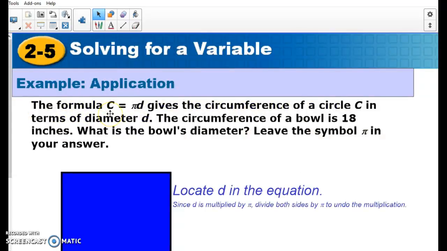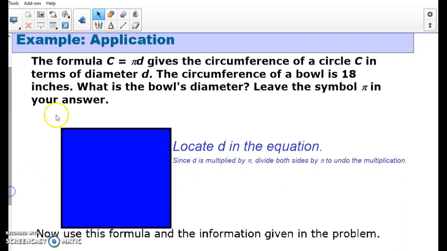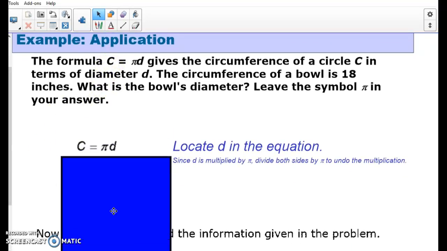So if we're trying to find the circumference of a circle, the formula is circumference equals pi times d. You'll see here that they give us a circumference of the circle. We're measuring the circumference of this bowl, and it's 18 inches. What's the diameter? Instead of us guessing what the diameter is, we're going to rewrite the equation to figure out what the diameter is. So the normal formula is circumference equals pi times diameter. Like I said, we're going to do the opposite. We're trying to find what d equals, so we're going to say d equals something.